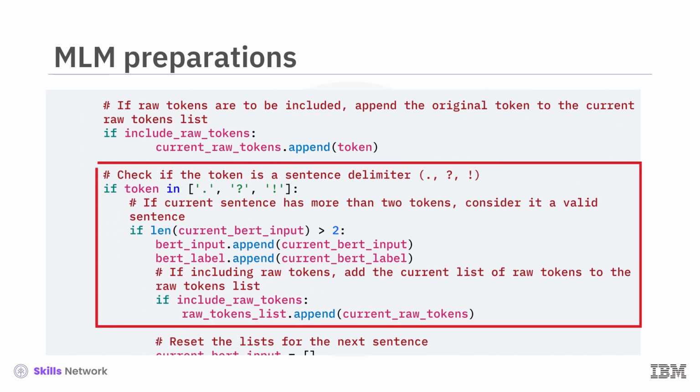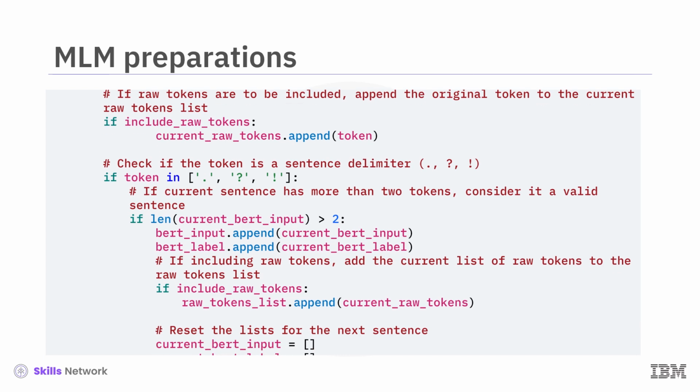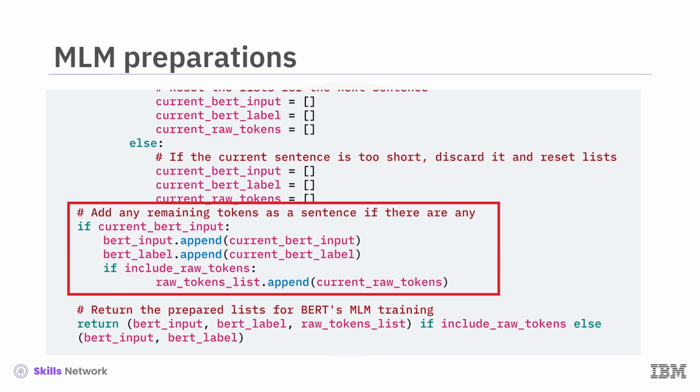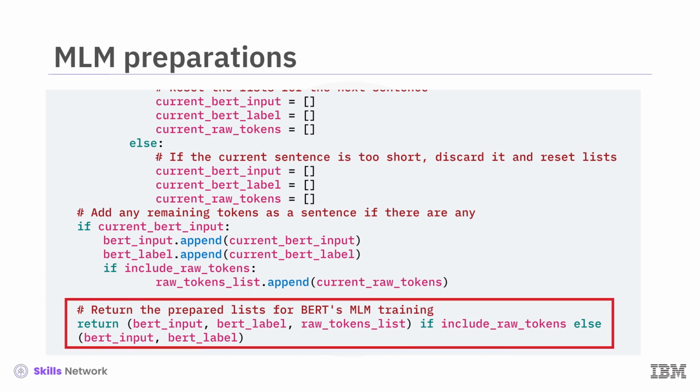The function checks if the token is a sentence delimiter. If a valid sentence is found with more than 2 tokens, it adds the current sentence and its labels to the respective lists. If raw tokens are included, the original tokens are stored as well. The function continues this process until all tokens are processed. Any remaining tokens are added as a sentence if present. Finally, the function returns the prepared lists for BERT's MLM training.